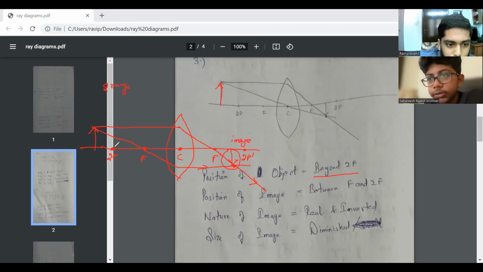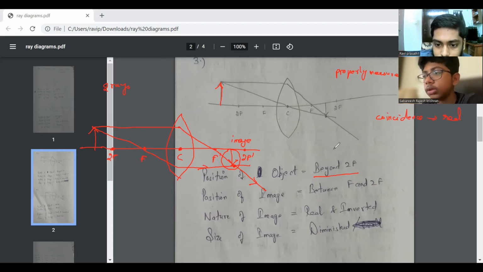When you actually measure it properly, 1 centimeter, 1 centimeter, and if you draw, you will get it like this. This is properly measured, my diagram. But this is how you'll draw. You understand how to draw, right? Now, when 2 rays meet, that coincidence indicates that the image is real. If you find your rays coinciding, the image is real.